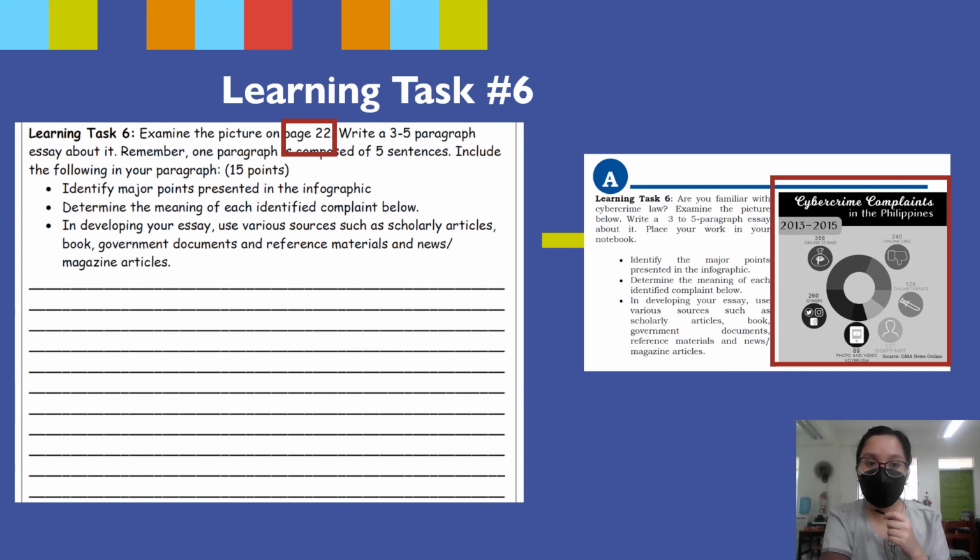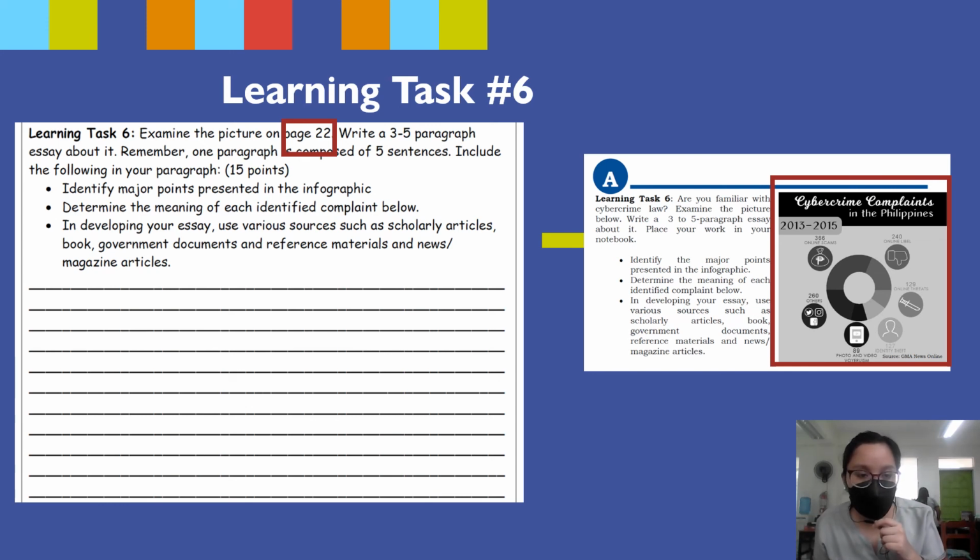And for your performance task, I want you to look at page 22 and look at the infographic. And then what are you going to do there? Write a 3 to 5 paragraph essay about it. When we say paragraph, that's not just 3 sentences. When we say paragraph, it's at least composed of 5 sentences and above. 5 sentences is good na. So provide at least 3 paragraphs, maximum of 5. So you have to interpret what this is about.